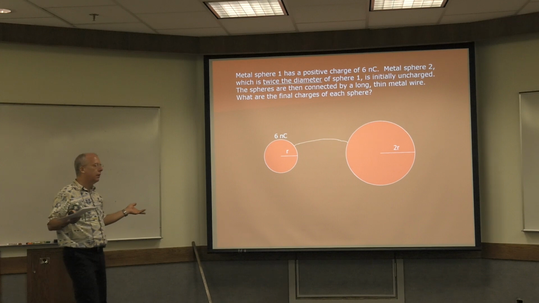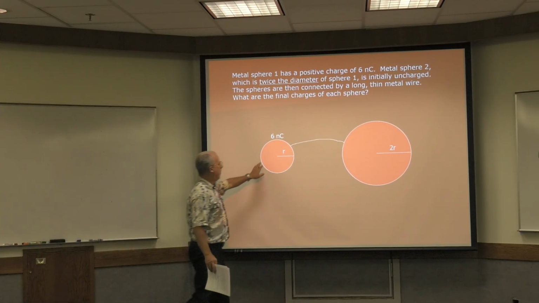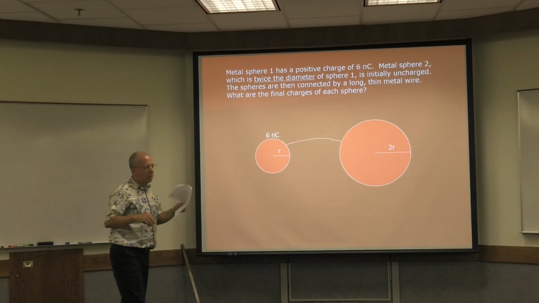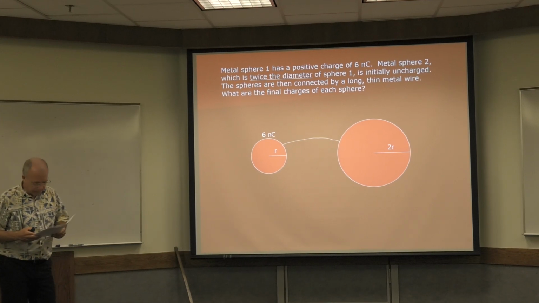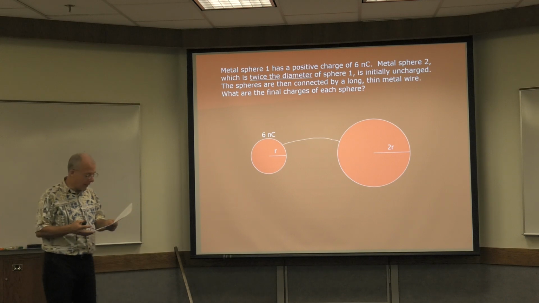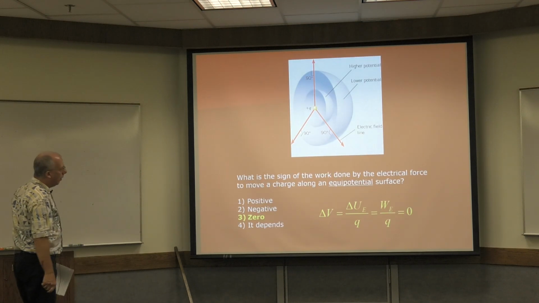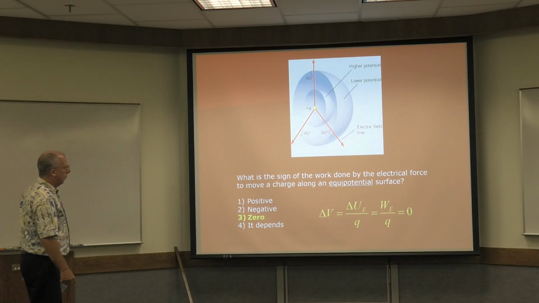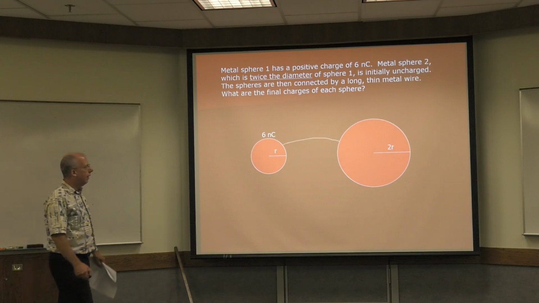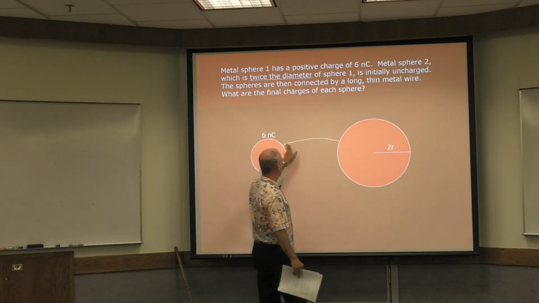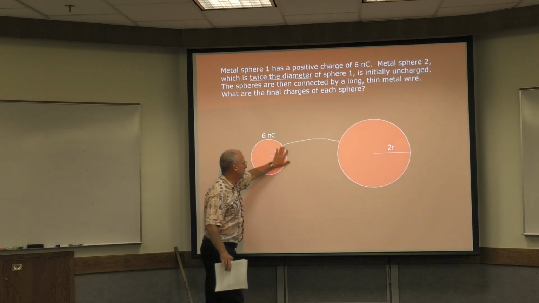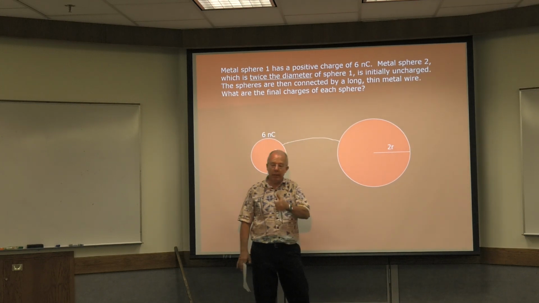Okay, what's the principle? Well, metal, metal, metal. So what state are they going to achieve? Well, electrostatic equilibrium, right? So what is the work required to move a charge along an equipotential surface? 0, right? So that means what has to be true about the potential here and the potential here? They have to be the same.